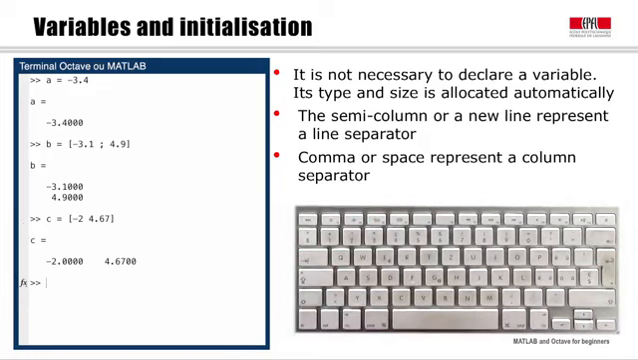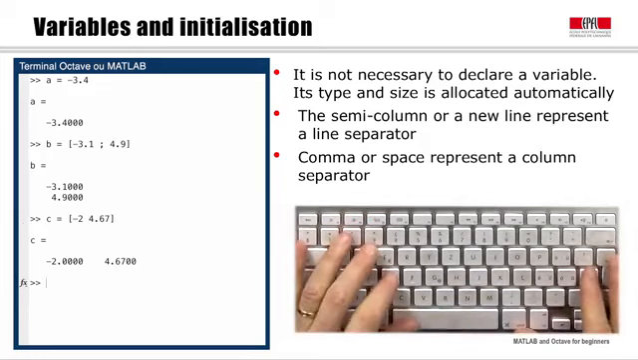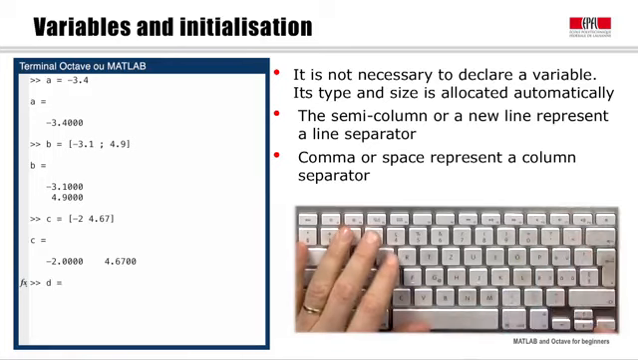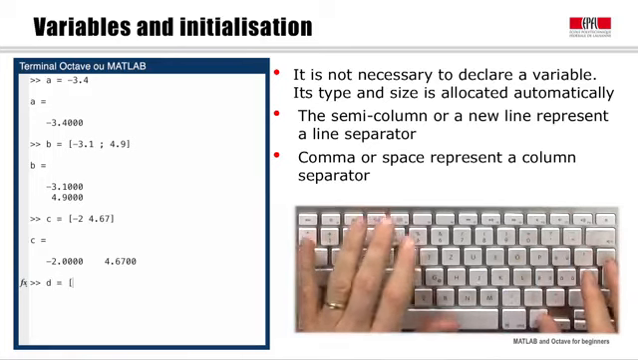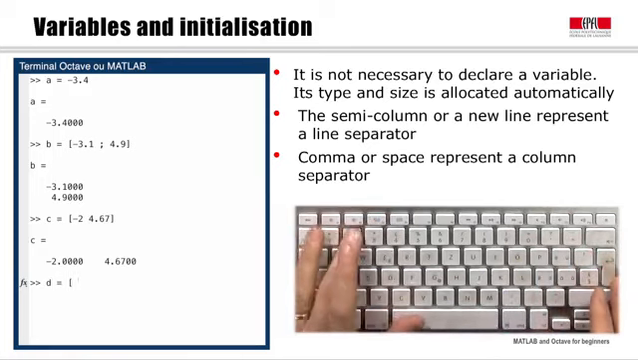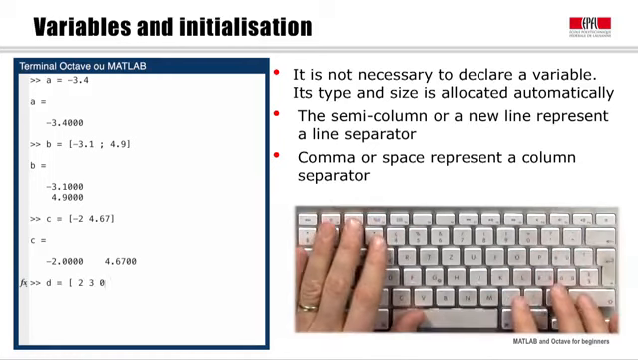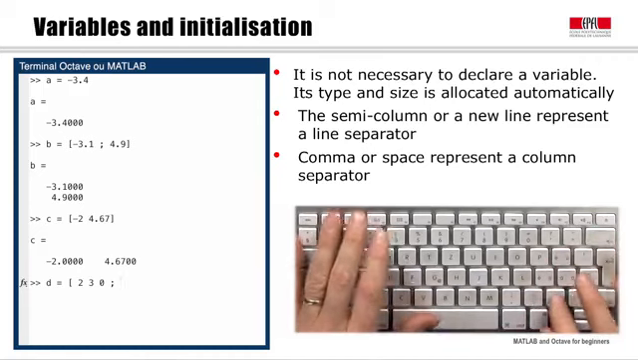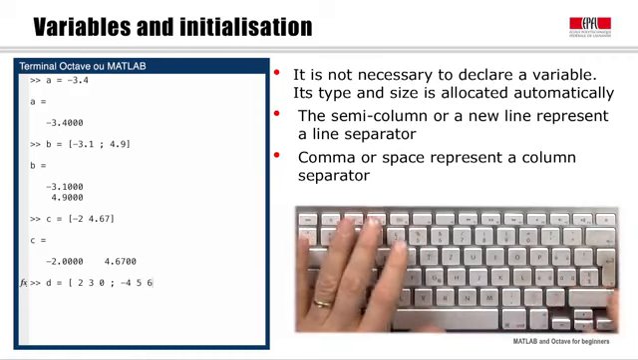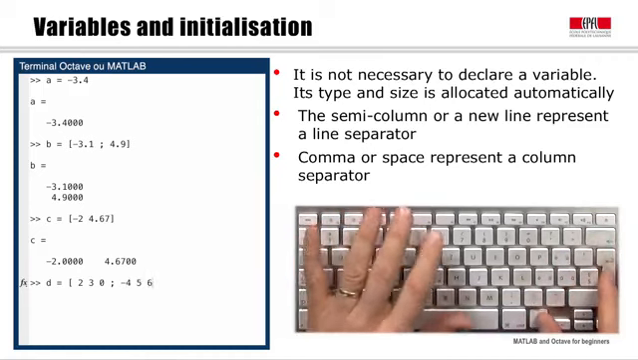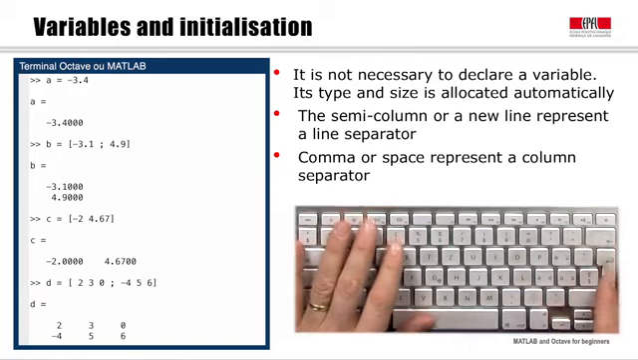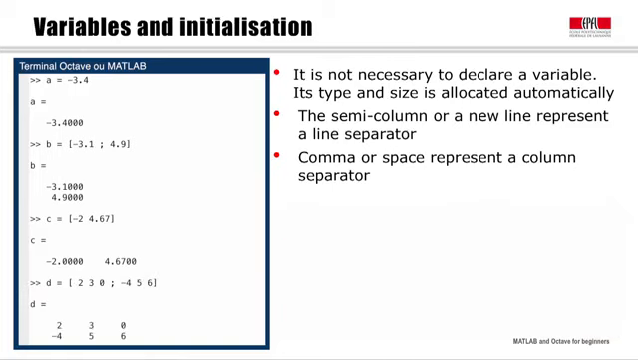With the same principle, we can also define matrices of an arbitrary size. For example, if we want to have a matrix D equal to 2, 3, and 0 in the first line, and then in the second line, -4, 5, 6, I have to put semicolons between the two lines. But the same principle applies as before. So spaces separate columns and semicolons separate rows.